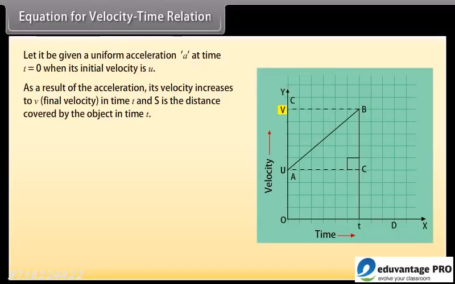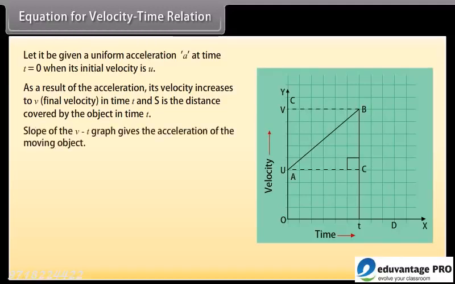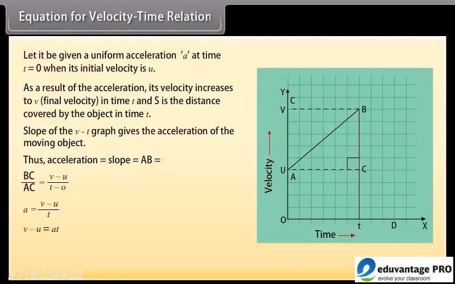The figure shows the velocity-time graph of the motion of the object. The slope of the v-t graph gives the acceleration of the moving object. Thus, acceleration is equal to slope, which equals AB, which equals BC upon AC, which is equal to v minus u whole upon t minus 0, where a is equal to v minus u whole upon t. This gives v minus u equals at, so v equals u plus at, which is the first equation of motion.